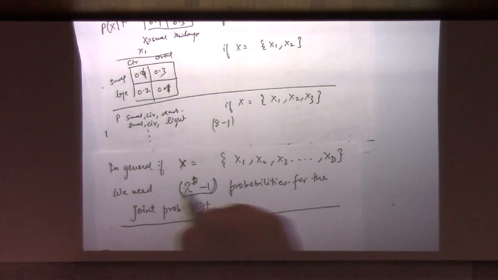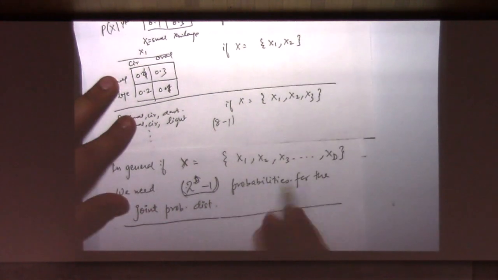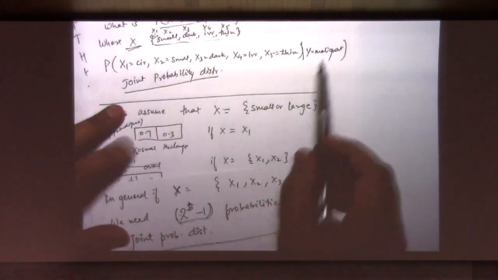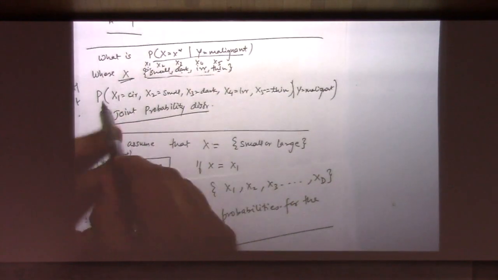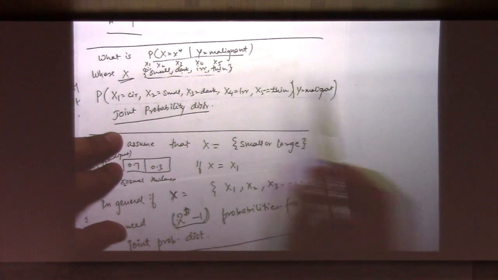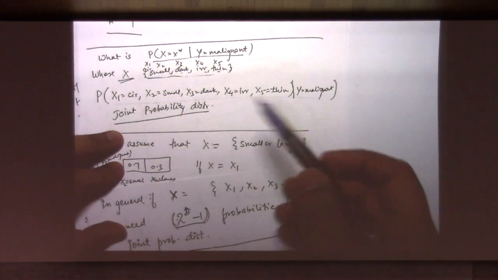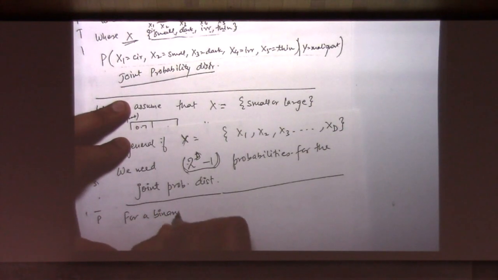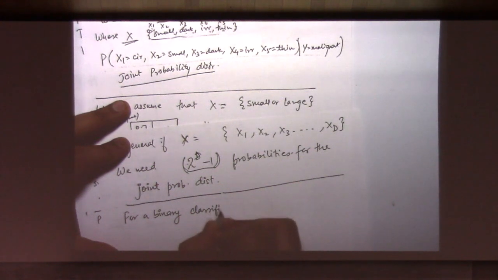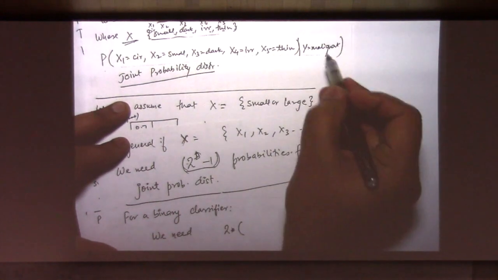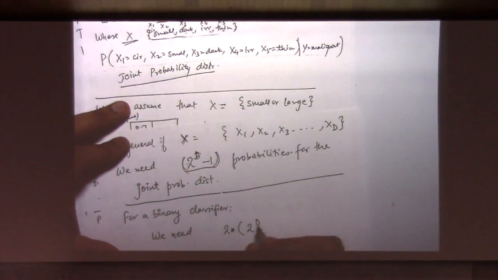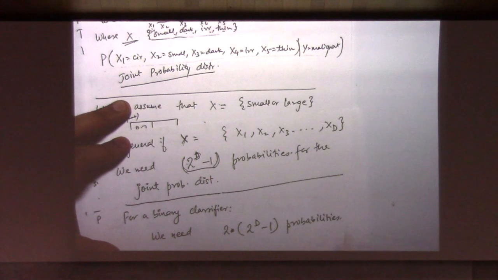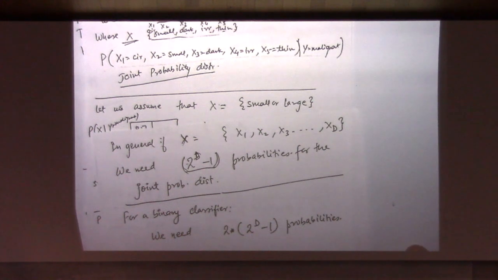And now this becomes even more severe if we are trying to estimate these probability distributions for each class, right? So you want to compute this value for y equal to malignant, and you also want to compute this value for y equal to benign, right? So for a binary classifier, we need 2 times 2 power d minus 1 probabilities, because for each class you will have a distribution. All right, so this is too complex.